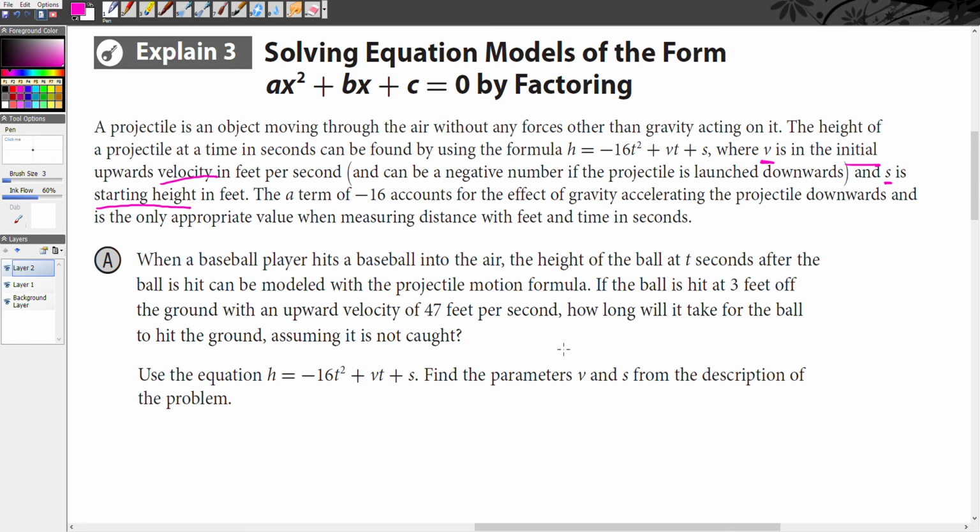So let's go ahead and work this out. It says when a baseball player hits a baseball into the air, the height of the ball at t seconds after the ball is hit can be modeled with the projectile motion formula, which is this right here, okay? h equals negative 16t squared plus vt plus s, okay? So if the ball is hit at 3 feet off the ground with an upward velocity of 47 feet per second, how long will it take for the ball to hit the ground, assuming it is not caught? Use the equation h equals negative 16t squared plus vt plus s. Find the parameters v and s from the description of the problem.